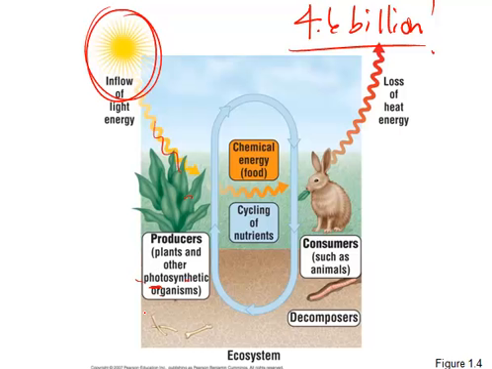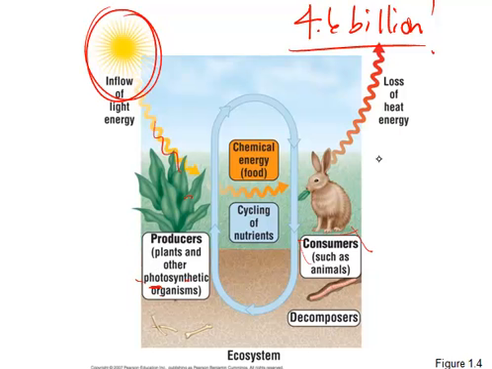Now, we aren't capable of making our own energy, so we have to eat producers, or we eat consumers that eat producers. So you think about it, we'll eat cows, right? We eat chickens, we eat pigs. All of those things eat producers, and we are a secondary consumer. So a consumer is anything that cannot make its own food.